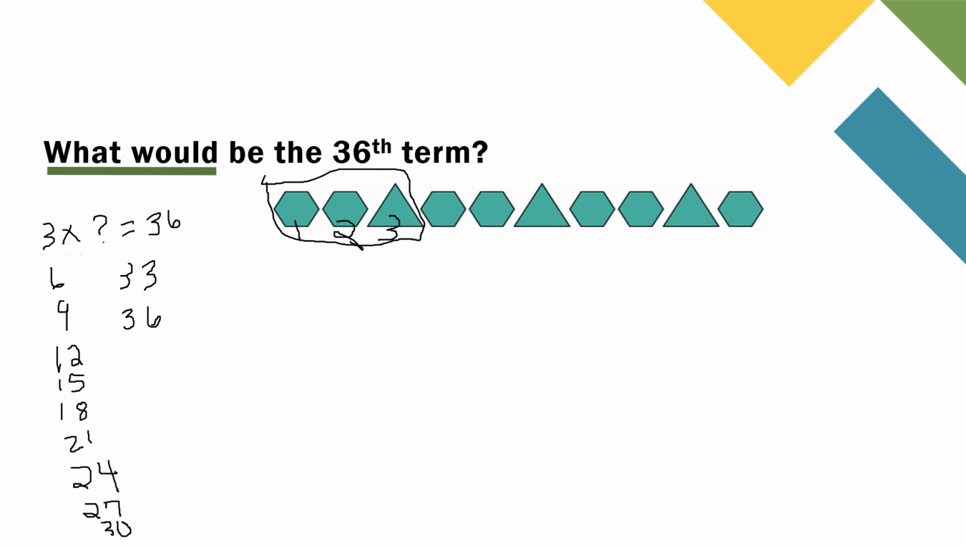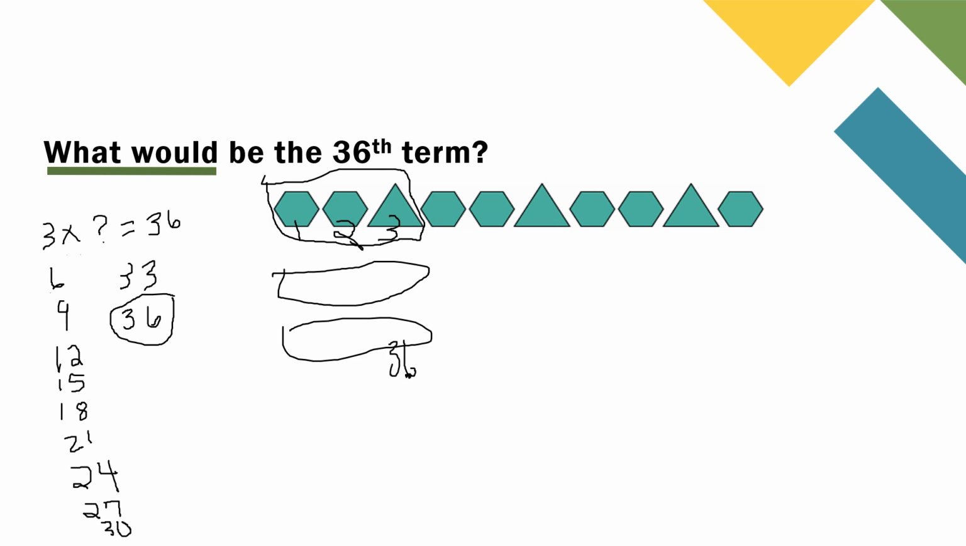So, since the last term in my foundation is a 3, and 36 is a multiple of 3, that means I can multiply 3 by something to equal 36. That means if I keep going with my foundation, the 36th term will eventually have to be the triangle. So your answer would be triangle.